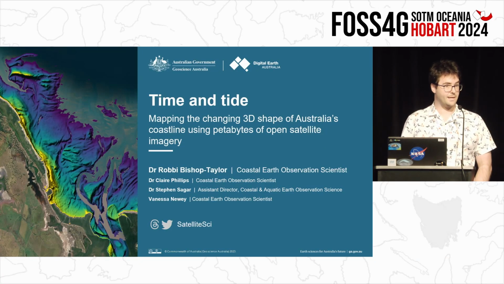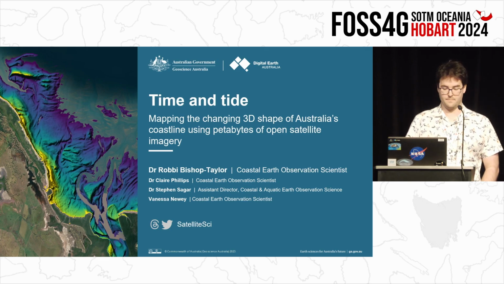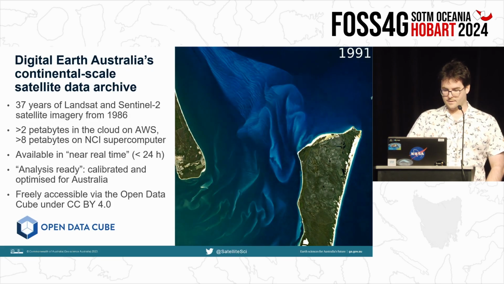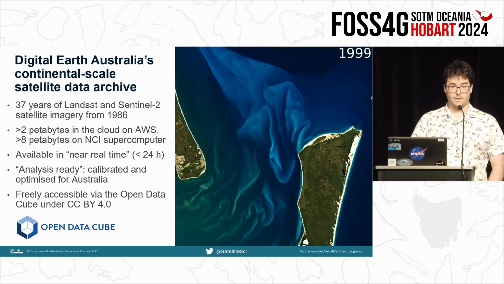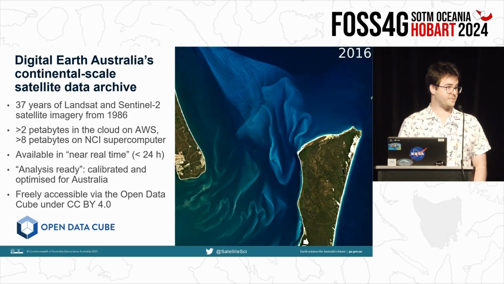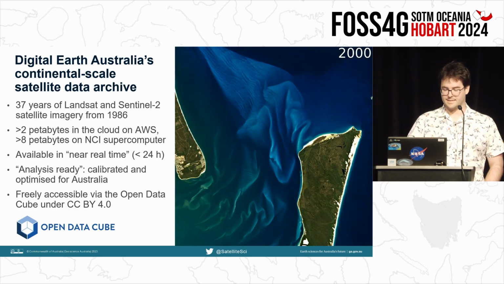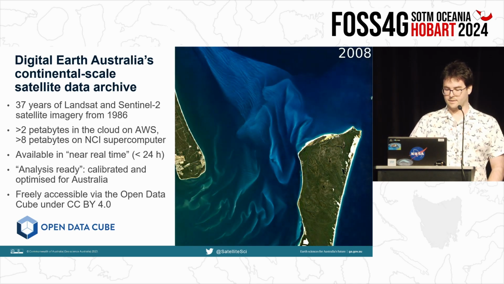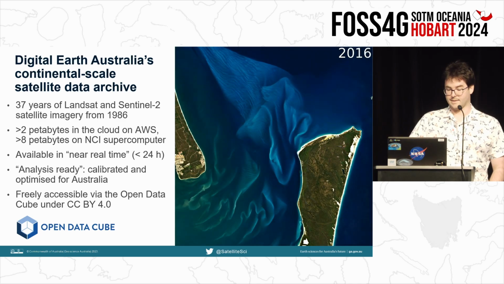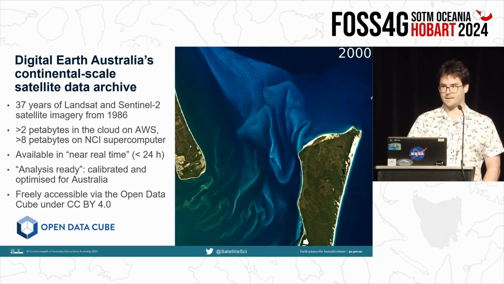I'm going to talk to you about our work mapping Australia's coastline in 3D through time using the Digital Earth Australia archive of satellite imagery. I'm from the Digital Earth Australia program at Geoscience Australia, and our role is to manage Australia's official archive of satellite imagery. This is about 37 or 38 years of data now, about 2 petabytes in the cloud and about another 8 petabytes on the national supercomputer. So, a huge amount of data.